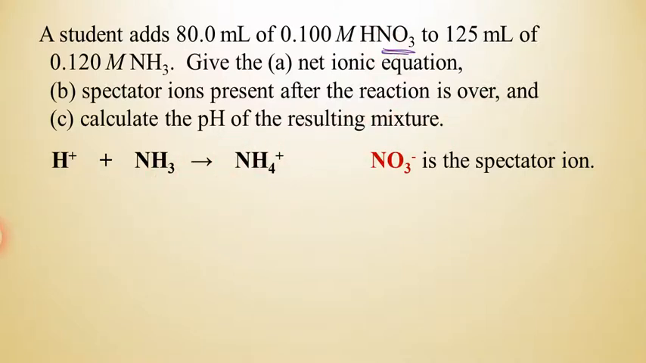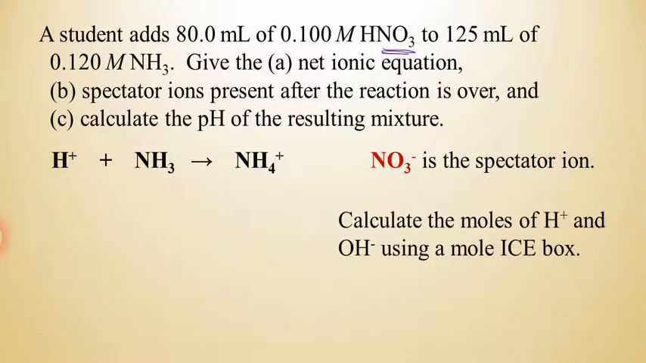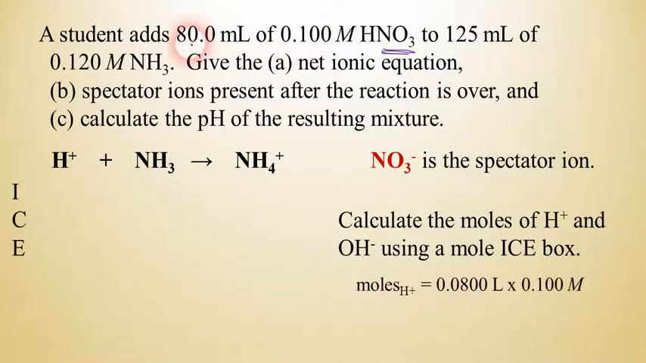So for part C, determining the pH, we're going to have to, first of all, calculate that using an ICE box. Anytime we have a strong acid or a strong base involved, we have to use moles in this because we assume it goes to completion. So we're going to use a mole ICE box, and so here we have ICE. And so the moles of H+ would be 0.100 molar times 0.08 liters. So when we multiply those by each other, we get 0.008 moles of hydrogen ions.